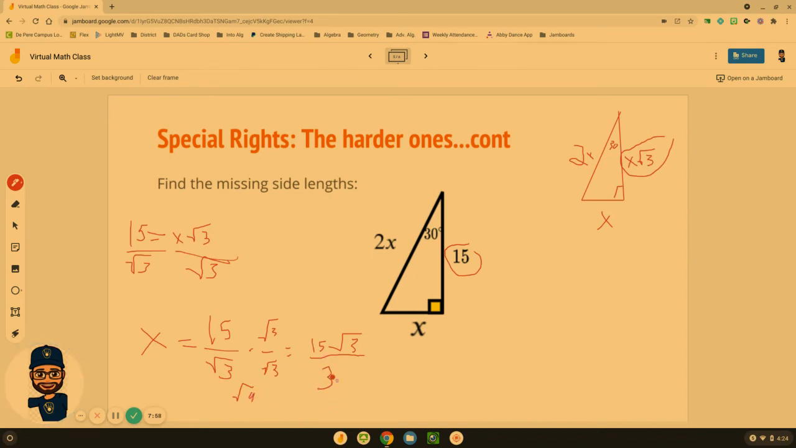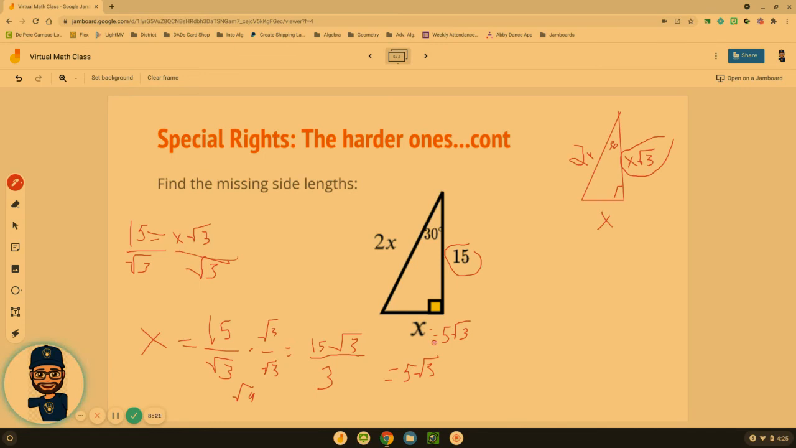And then we need to check and see if we can simplify. In this case, we can. 15 over 3 is really 5 square roots of 3. So x equals 5 square roots of 3. All from that lengthy process.